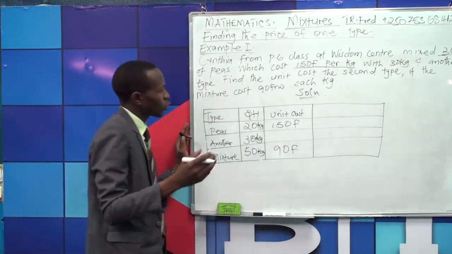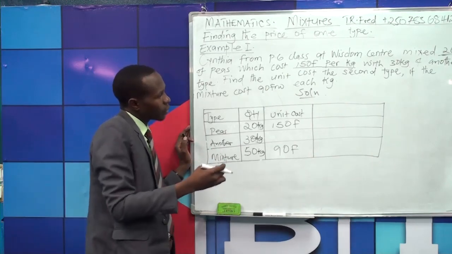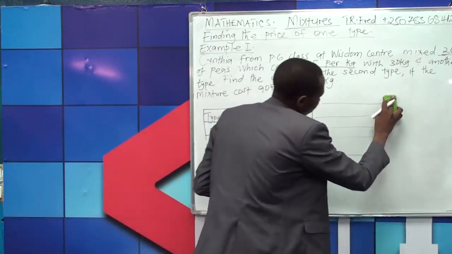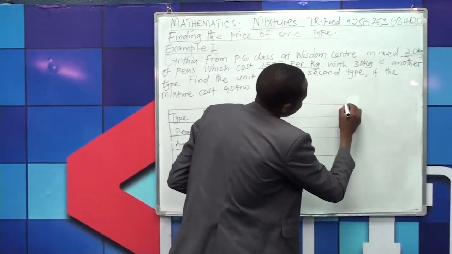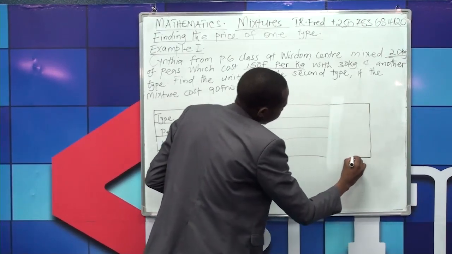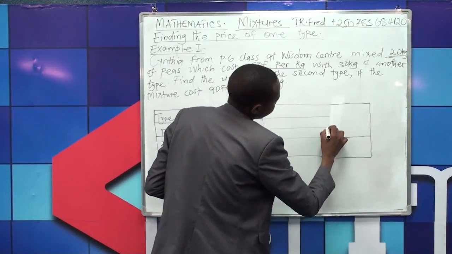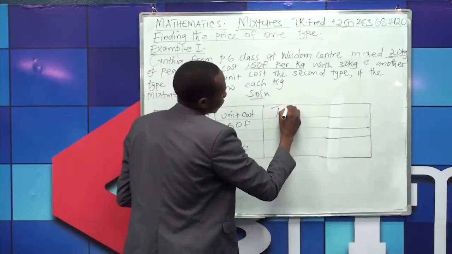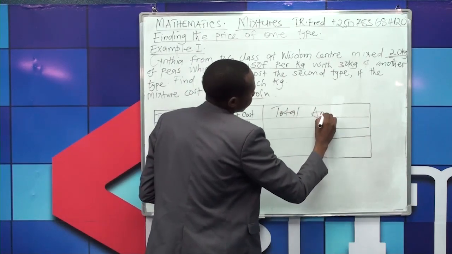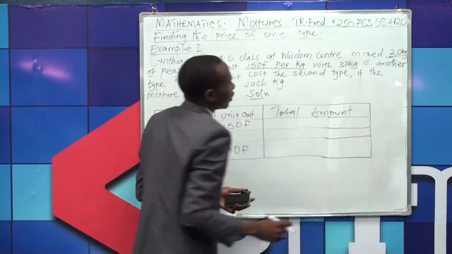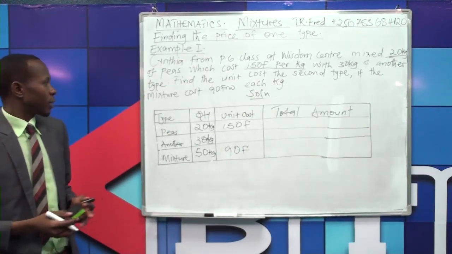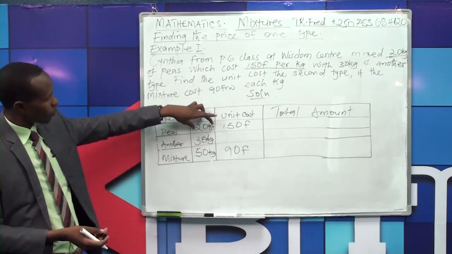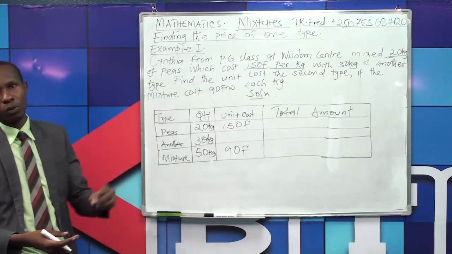For us to be in a position to identify the amount that one person can pay for only that, we shall have to get the quantity times unit cost. Quantity times unit cost. Then what we shall come out with will be the amount. So we shall come here and say total amount. When I talk about the total amount, I mean how much can you spend on all these kilograms? In case you want 20 kilograms of the first type, how much is a person supposed to spend?